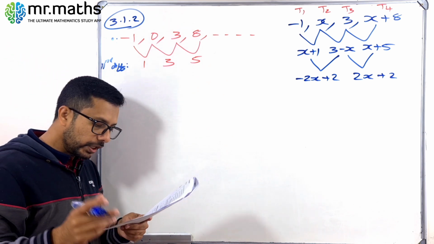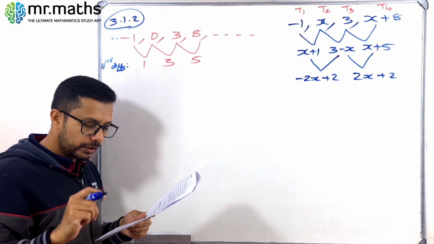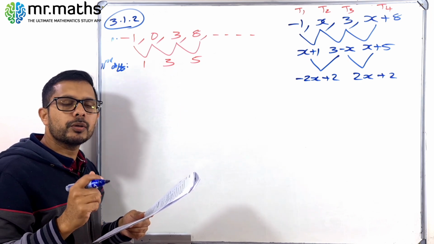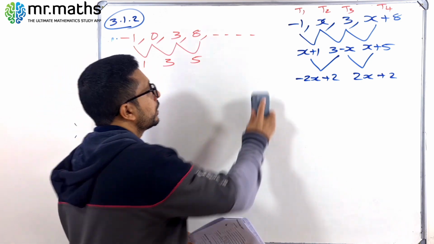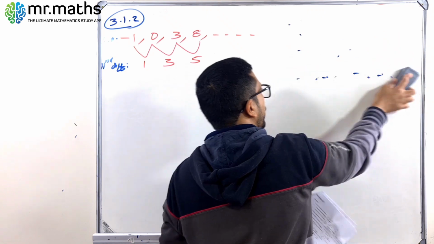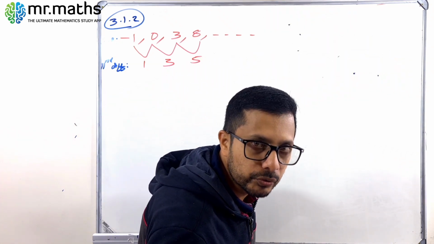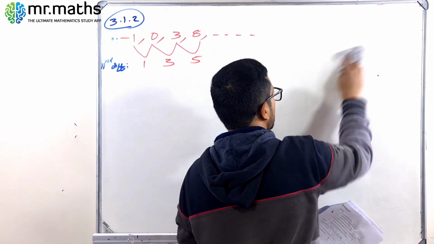Determine the position of the first term in the quadratic number pattern. Determine the position of the first term in the quadratic number pattern. So which one is the quadratic number pattern? First one or second one? First one. Of course, quadratic number pattern is the first one.